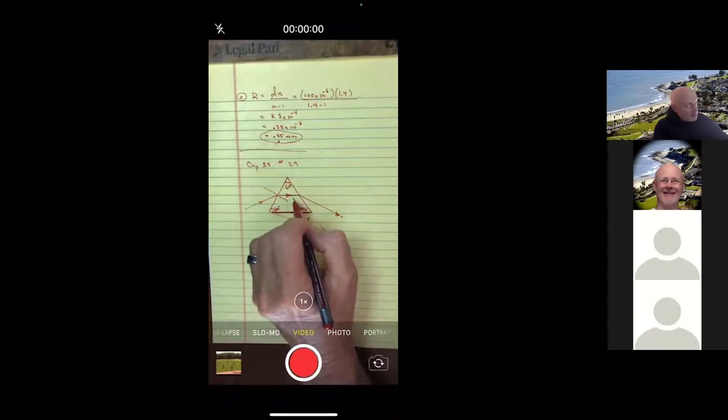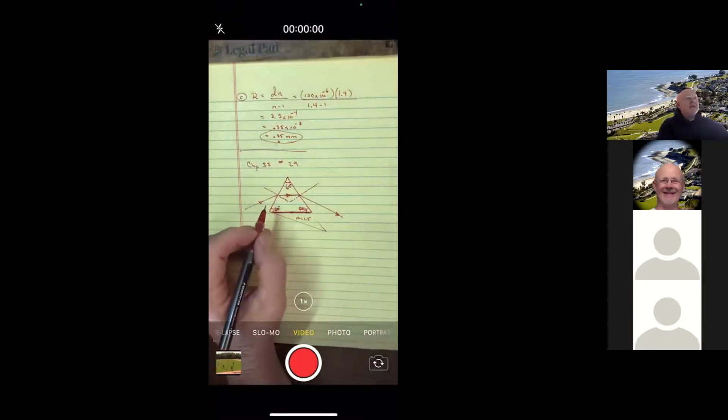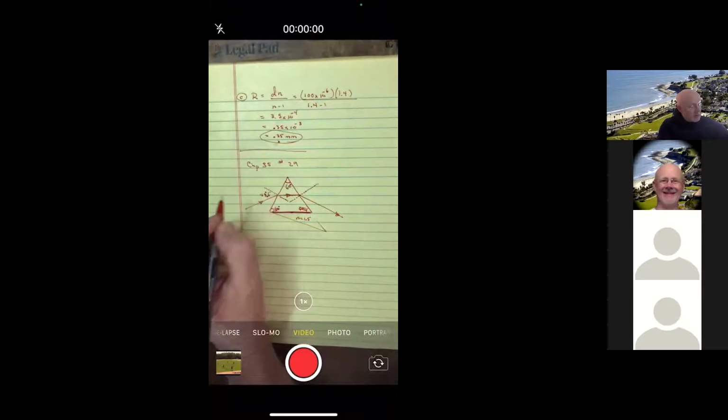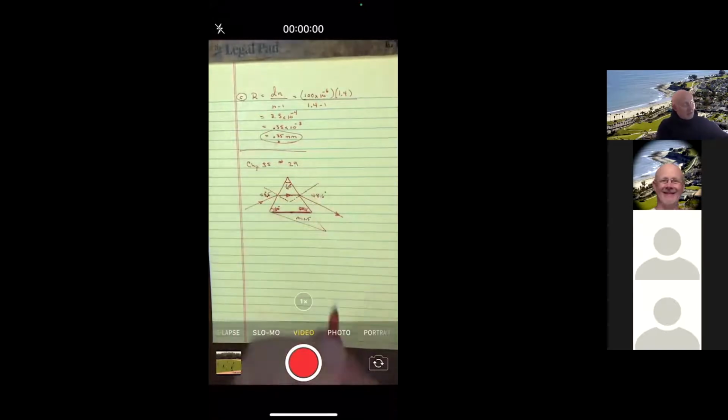And so if you draw a normal here, then the symmetry of it is that this angle here is this 48.6 degrees. And so over here, we're at 48.6 degrees.